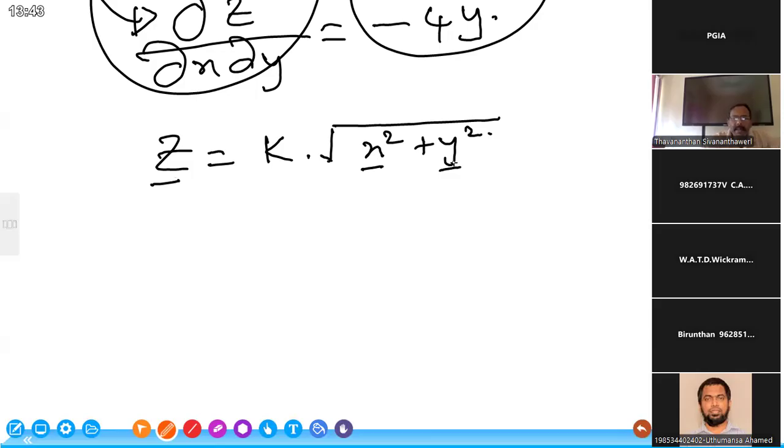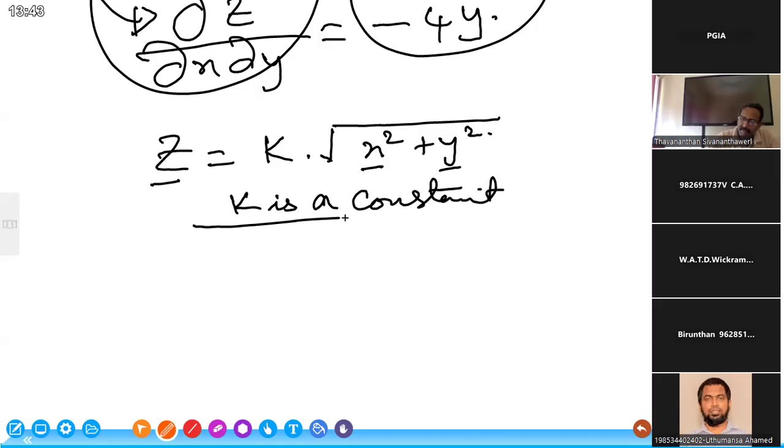Then what is k? K is a constant. Doesn't matter whatever the constant. K is a constant. It's like a number. 10 or 15 or whatever it is. Can you find out the first component, daba z by daba x?